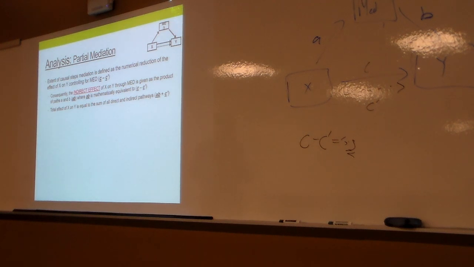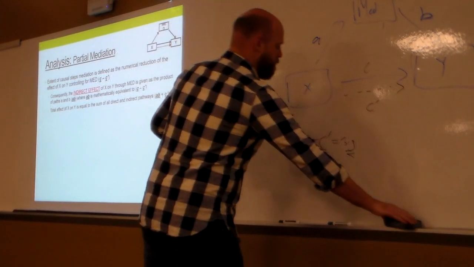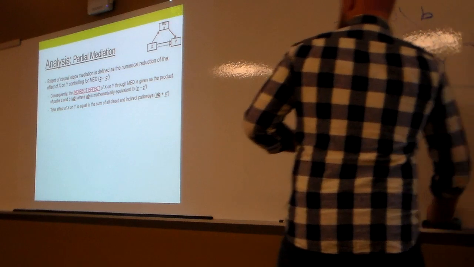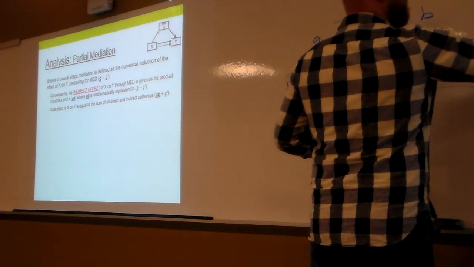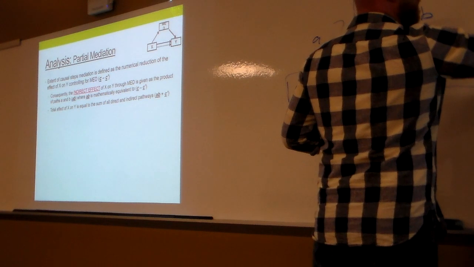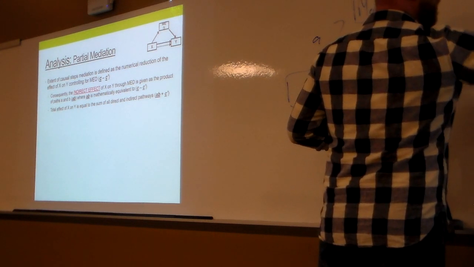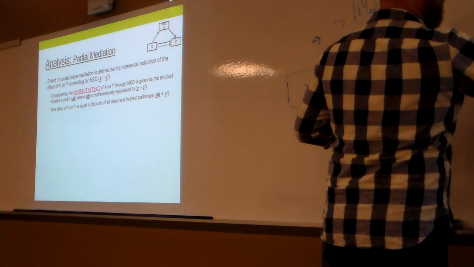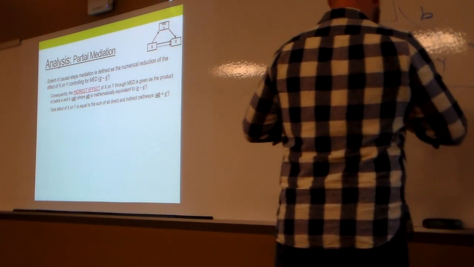But in the original 80s conceptualization, we're often talking about this as a reduction of C to C prime. Now, the total effect of X on Y is going to be the sum of all our direct and indirect pathways, right? So here we've got AB is equal to C minus C prime, right? Well, my C effect is going to be equal to AB plus C prime here, okay?